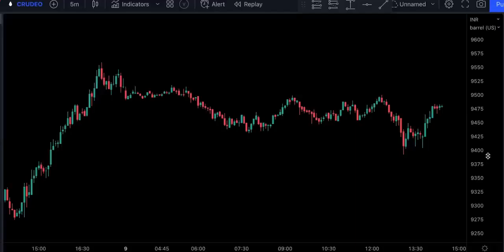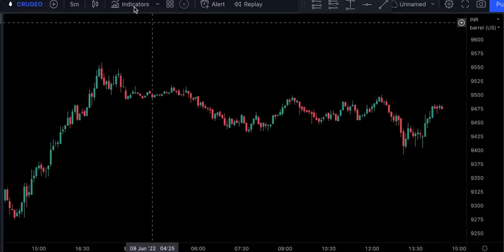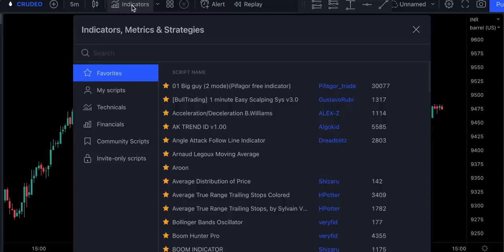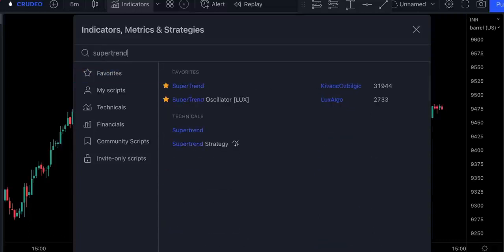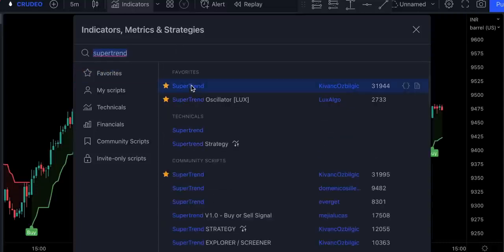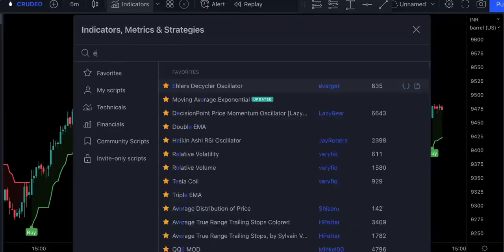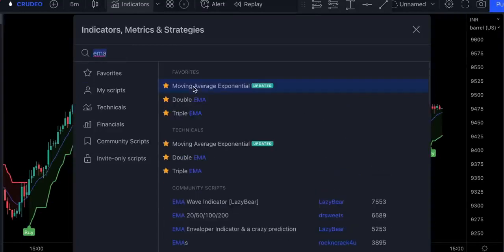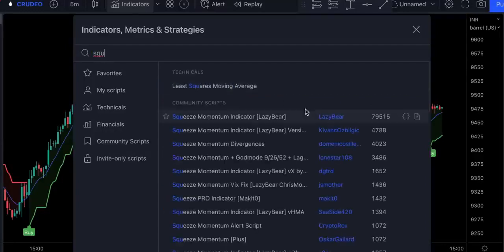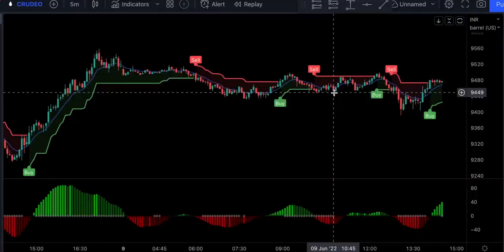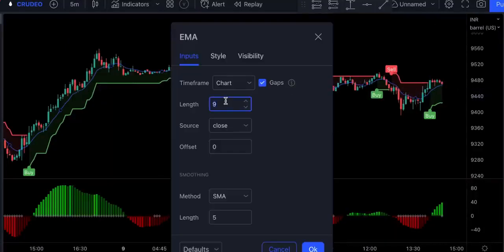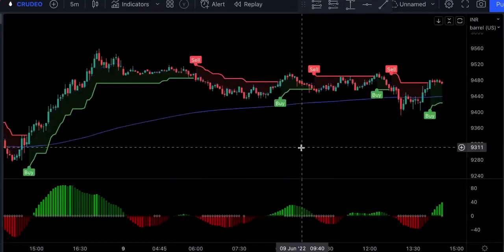Okay, we're currently looking at the price of crude oil on the 5-minute time frame, and now let's go ahead and add our indicators. For the first indicator, let's select Super Trend. For the second indicator, we're going to need to add an exponential moving average. And for our third indicator, let's add a squeeze momentum oscillator. This one by Lazy Bear. Now we need to change the length for our EMA. So let's set it at 200. We're going to keep the rest of our indicators on default settings.